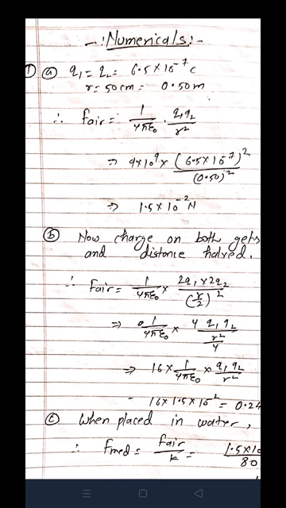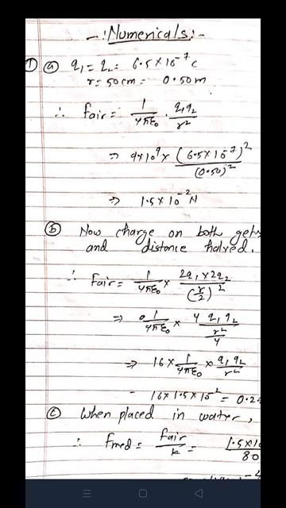So the value of 1 by 4 pi epsilon naught, we know that it is 9 into 10 to the power 9, and q1 and q2 both charges are same, so we can go for square of the charge, 6.5 into 10 to the power minus 7 whole square, and the distance is given as 0.50 square. Okay, so the force becomes, after calculating all this, 1.5 into 10 to the power minus 2 Newton.